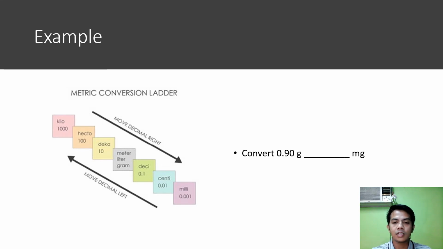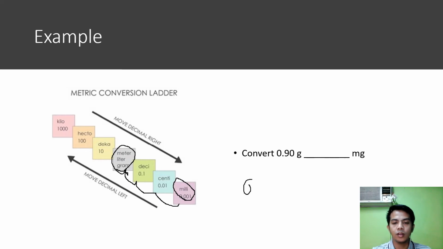So next example is 0.90 grams. So convert 0.90 grams to milligrams. So locate first the grams. So here it is. Convert to milligrams. So this is the milli. Okay, so we need to move 3 downward. 1, 2, 3.